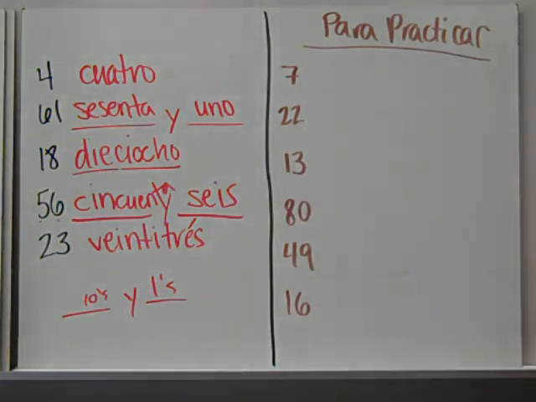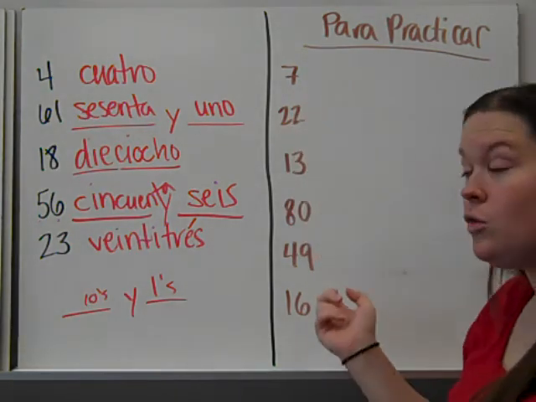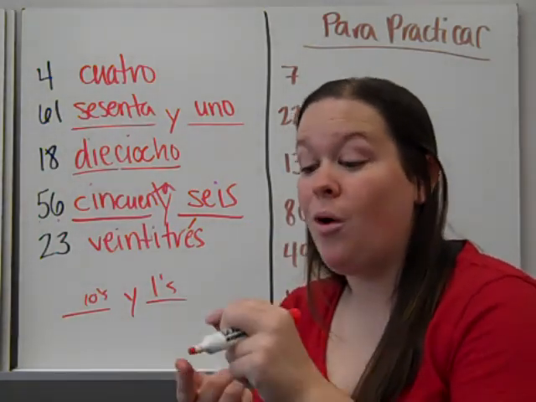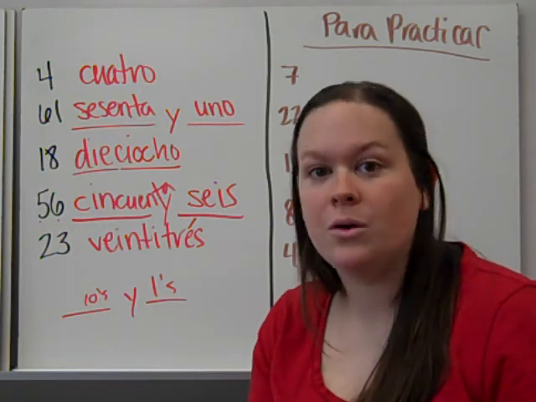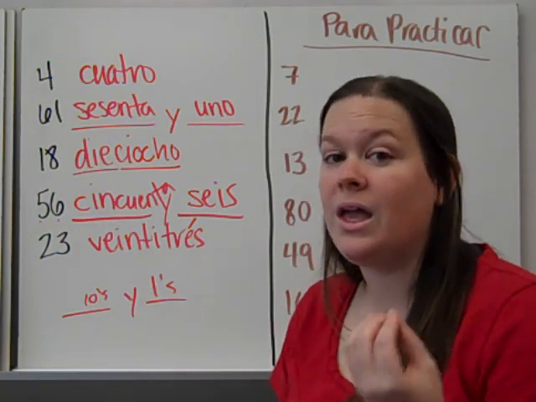Over here are your practice examples. You need to write them as a numeral first and then write them in Spanish. Remember, you cannot write a ones value and a ones value because then you're just adding them together. If it's a double-digit number, it has to be the tens value and ones.